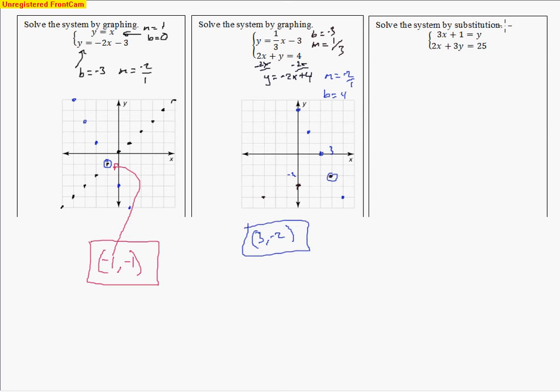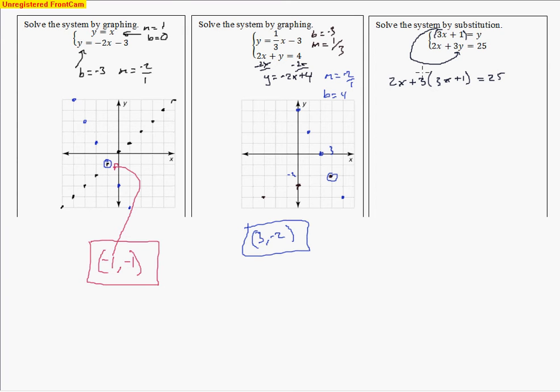So looking at the next one, this one's asking us to solve by substitution. So when I do that, I'm going to take this expression right here, I'm going to substitute in for y. So now I have 2x plus 3 times 3x plus 1, and this all equals 25. So just rewrite this bottom equation and then solve.